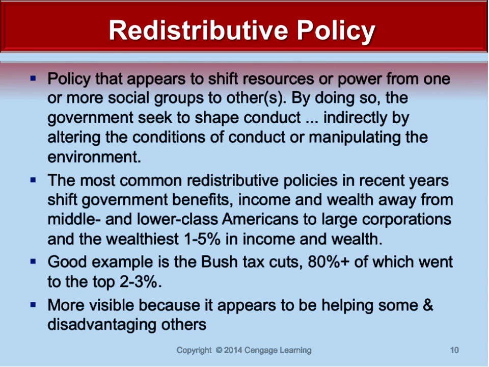I think I'm going to stop here because redistributive policy is complicated, and we'll pick it up next time with redistribution.